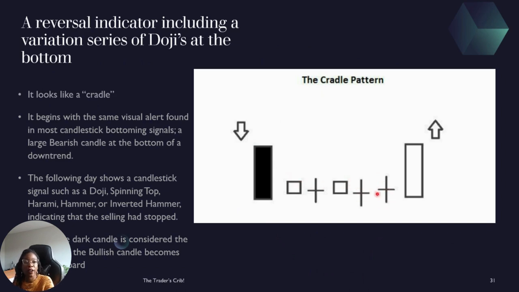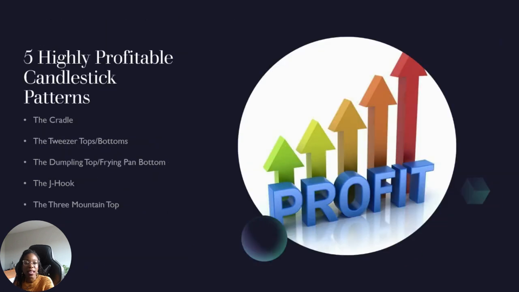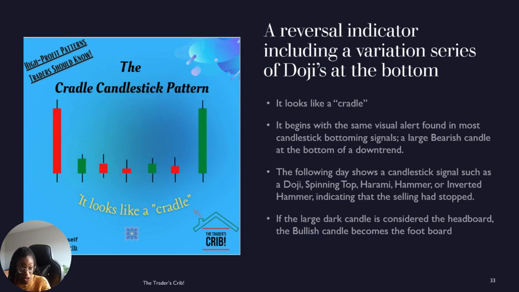Another reversal indicator that I love to trade often and you find very often on the charts is called a cradle pattern. It looks literally like a cradle. It begins with the same visual alert found in most candlestick bottoming signals, a large bearish candle at the bottom of a downtrend. The following day shows candlesticks such as dojis, spinning tops, which are dojis that don't have much body, haramis, hammers, or inverted hammers indicating that selling has stopped. So price came down, now selling has stopped, and we're trying to figure out what to do next.